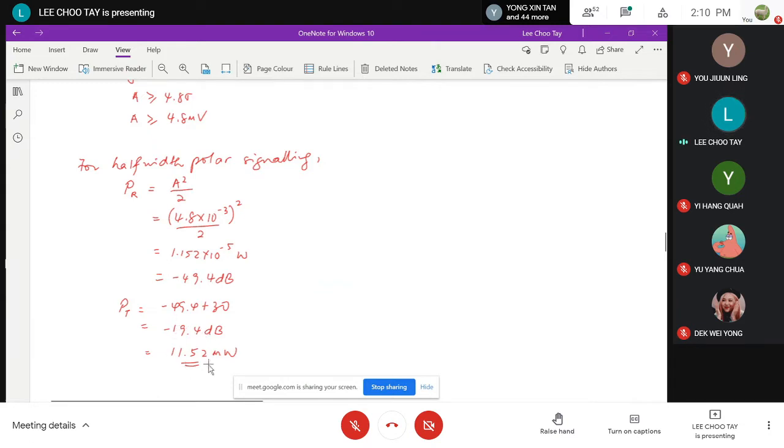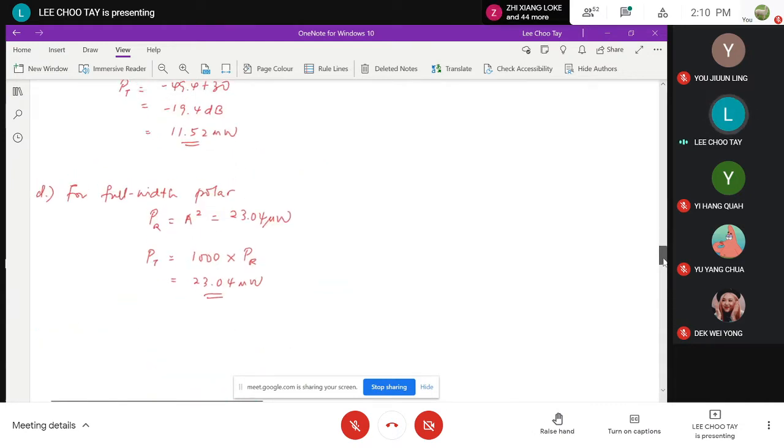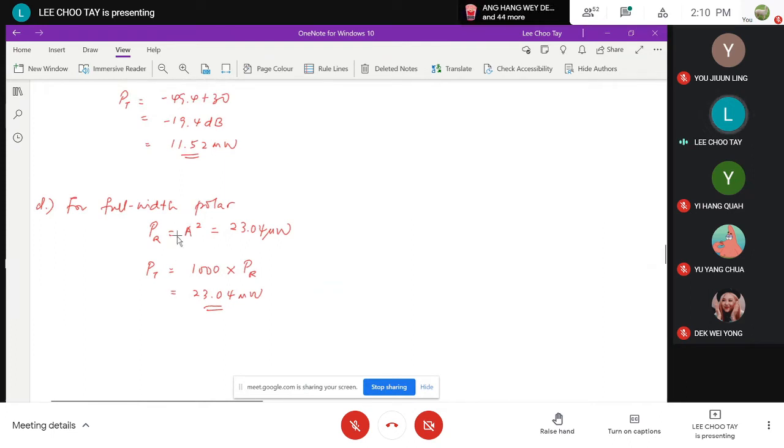If you convert to watt, that will be 11.52 milliwatt at the transmitter, and at the receiver it is 11.52 microwatt. This is micro, this is milli. That is for half wave. For full wave, if you transmit using the same amplitude, your power at the receiver will be about 23 microwatt, so power at the transmitter will be 23 milliwatt. Okay, you get this? You should get this.